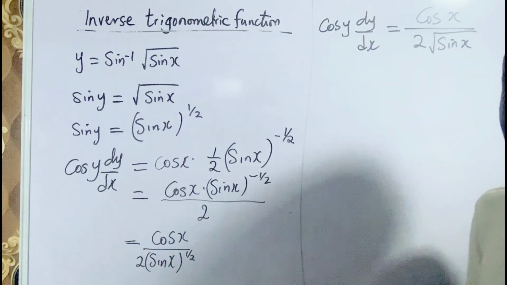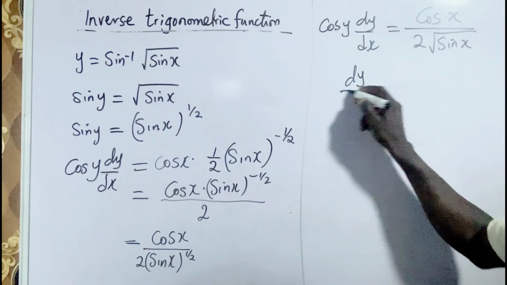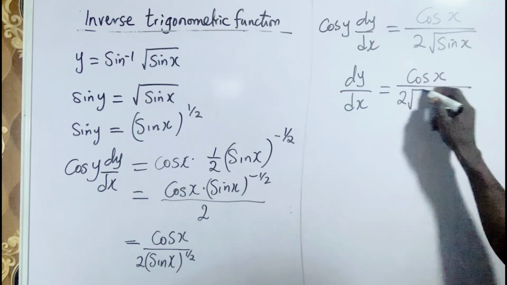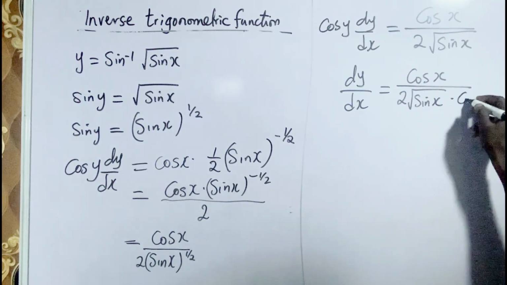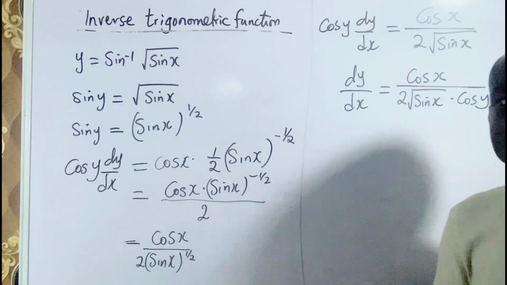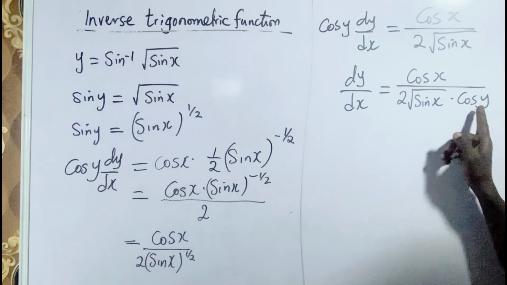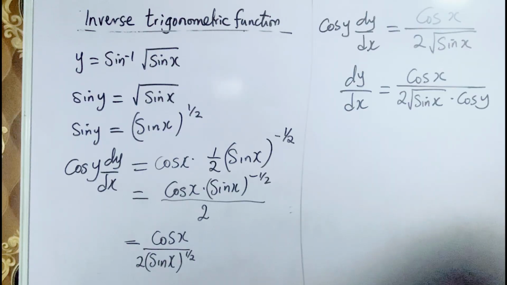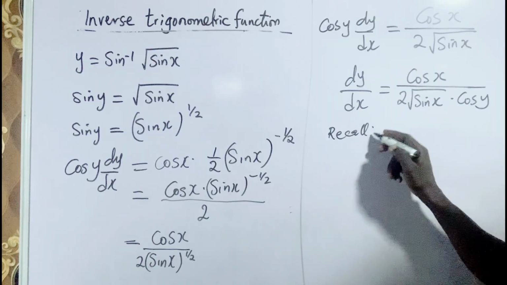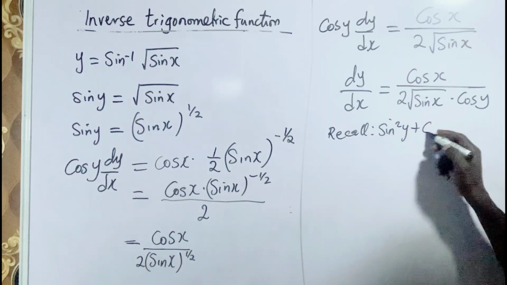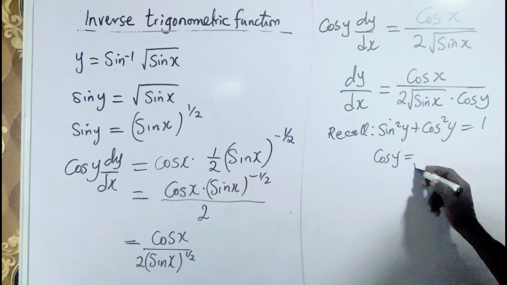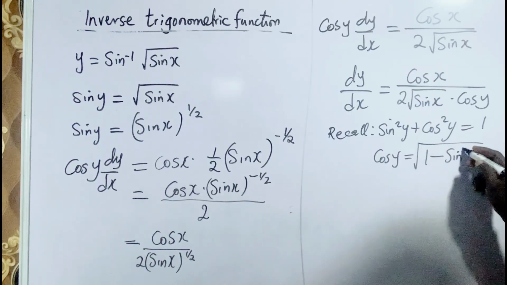Next, I can make dy/dx the subject of the formula. If I do that, it's going to give me cos x over 2 root sine x times cos y. For this, we have to divide. So now the problem here is to eliminate cos y. So I'm going to fall back to that basic identity again. Recall sine squared y plus cos squared y. Making cos y the subject of the formula, we have the square root of 1 minus sine squared y.